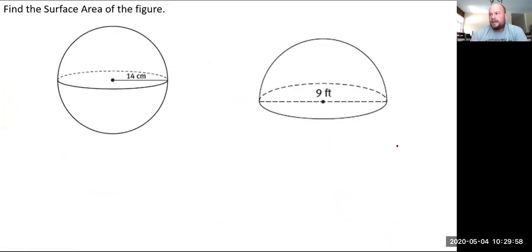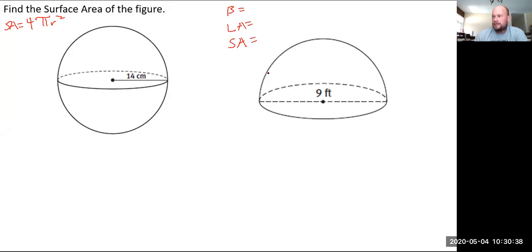All right, so now we have a sphere and a hemisphere. Now, I'm only asking for surface area on this, but let's go over a couple things because both of these have surface area. A hemisphere also has lateral area. So for the sphere, our surface area formula is going to be 4 pi r squared. For this one over here, we can actually do base area, lateral area, and surface area.